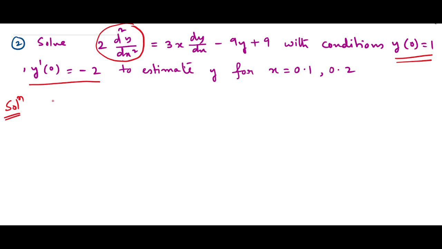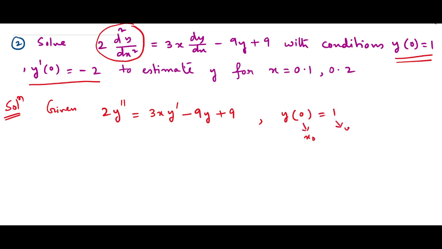So here what is given? 2 d square y by dx square, means y double dash, equals 3x dy by dx, means y dash, minus 9y plus 9. Okay. What are the initial conditions? y of 0 equals 1. So this is x naught and this is your y naught, right? What is another initial condition? y dash of 0 equals minus 2. So this is again your x naught and this is your y naught dash.